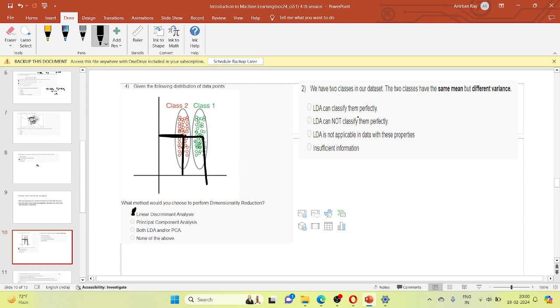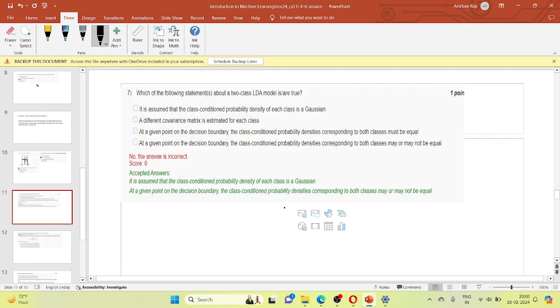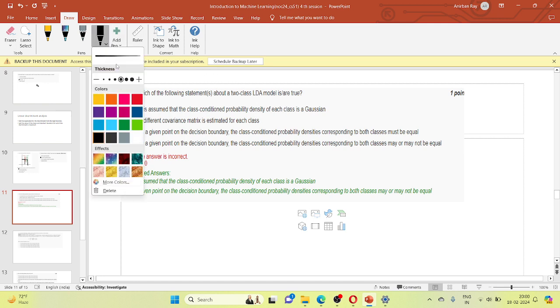A similar question: two data sets with the same mean but different variance. LDA cannot classify them. It has to be the same variance, different mean. This also means the class conditional probability density of each class is the likelihood, which is considered Gaussian in LDA. So like that, this is solvable.